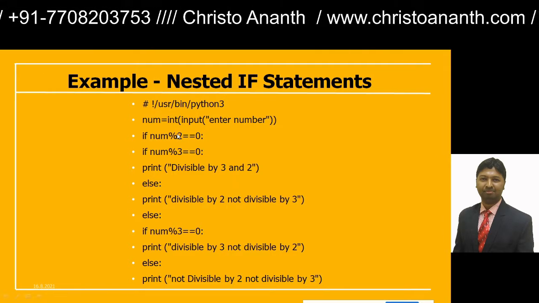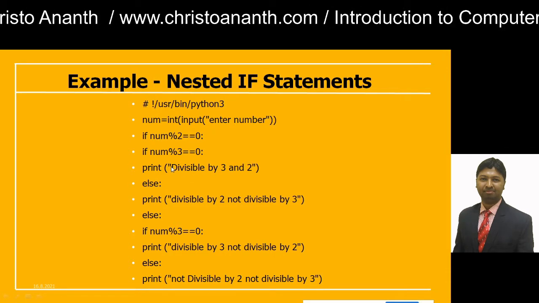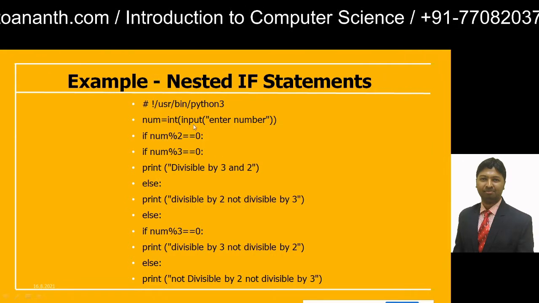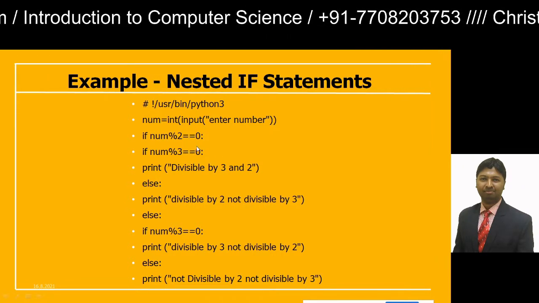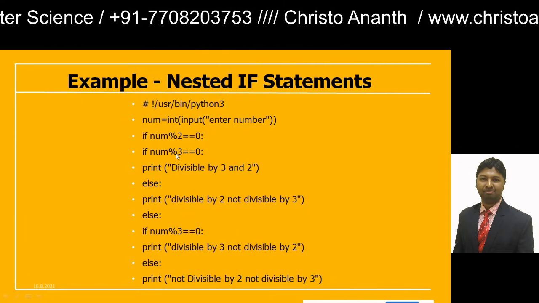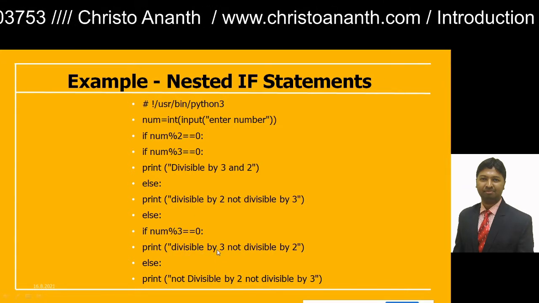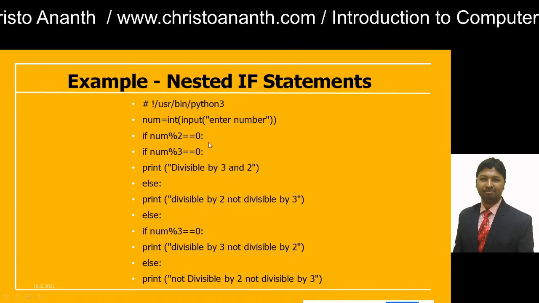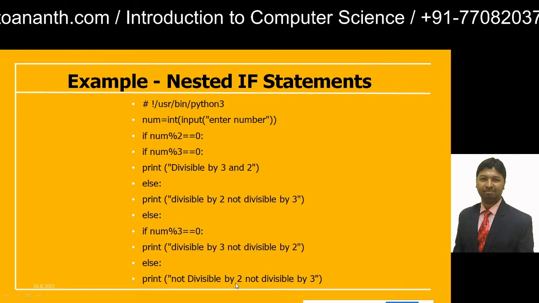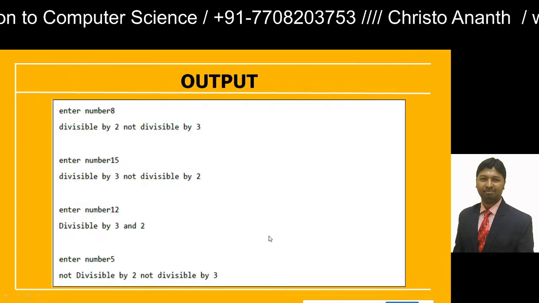Let us take an example. If you give the input as 6, what is the output? Divisible by 3 and 2. If I give the input as 4, it's divisible by 2, not divisible by 3. Very good. If I give the input as 9, it's divisible by 3 but not divisible by 2. If I give the input as 13, not divisible by 2 and 3. Okay, good. So this is the case.